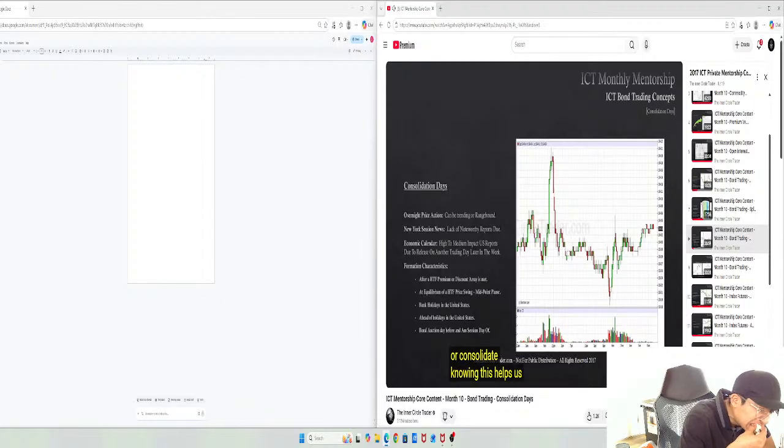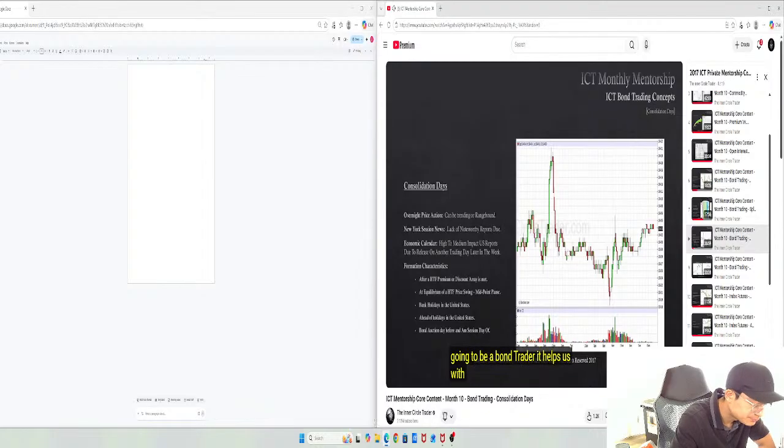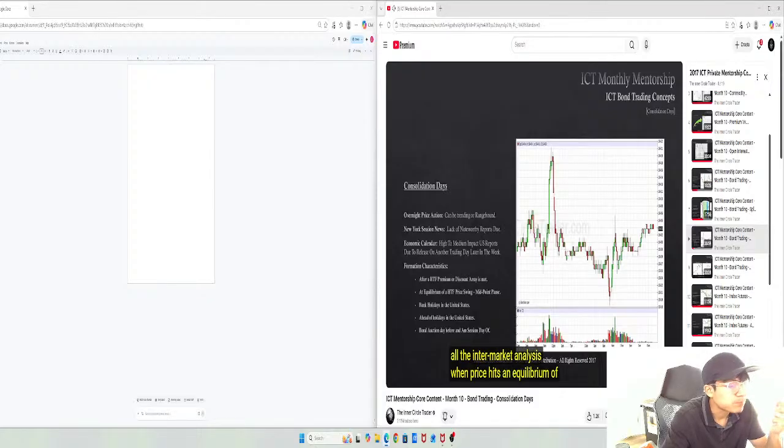Knowing this helps us with our forex trading, it helps us with our commodity trading, it helps us, obviously, if we're going to be a bond trader, it helps us with our objectivity and other things that go along with all the intermarket analysis. When price hits an equilibrium of a higher time frame price swing or midpoint, we can anticipate a pause, just like we said in our example, reaching for a higher time frame premium array or discount array. When these mile markers are met in price action, it's reasonable to expect some measure of consolidation or a pause.